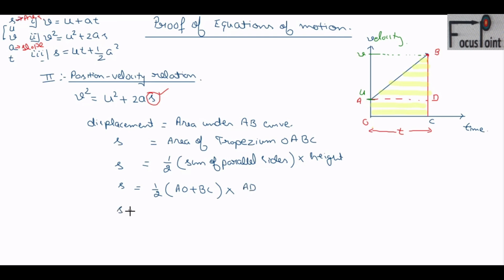Okay, so half. Now what is the value of AO? AO is equal to U. What is the value of BC? BC is equal to V. And what is the value of AD? It is T.